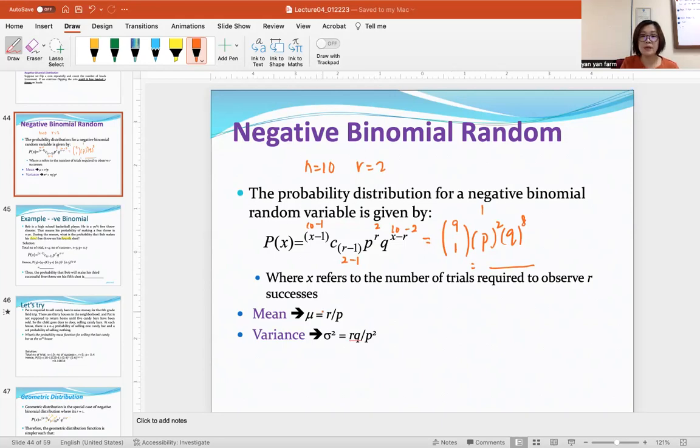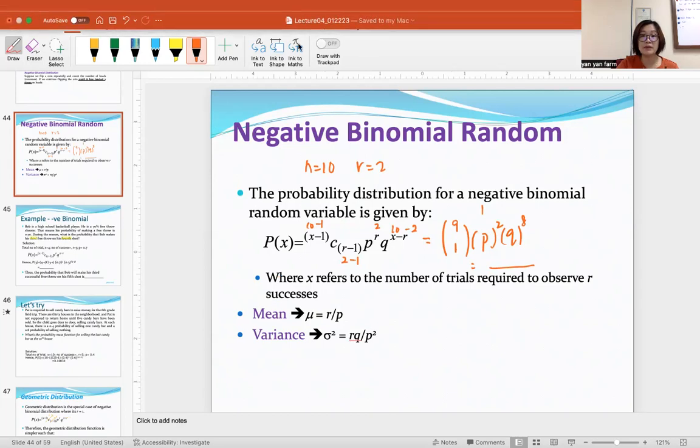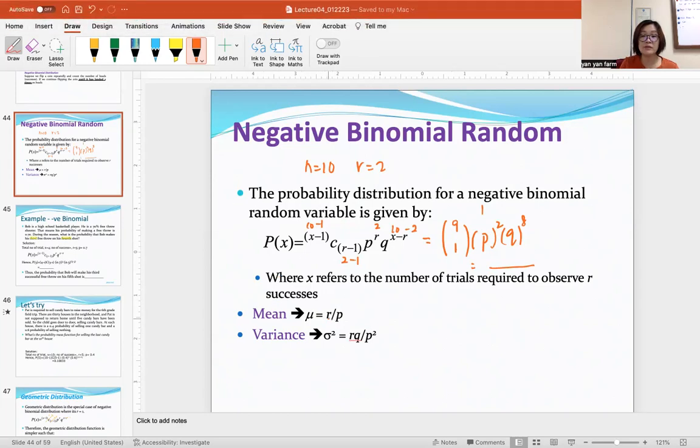Okay, for the mean and the variance, it's quite straightforward. The r is what you are looking for. In this case, r is 2, and p is the probability of success. Whereas the variance is r, in this case 2, times q, the failure probability, or I can write it as 1 minus p, because q equals 1 minus p, or p plus q equals 1, over p to the power of 2. That is the variance for negative binomial.